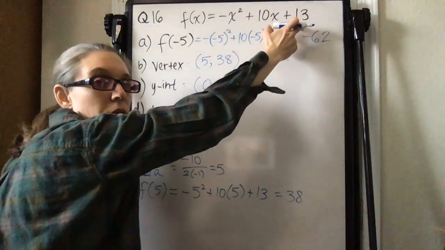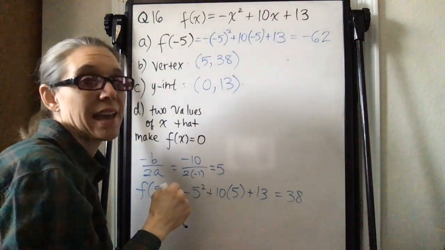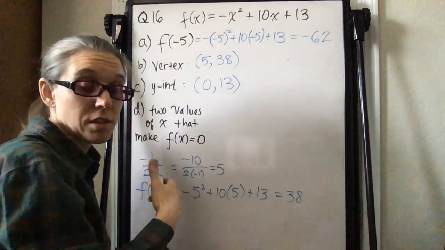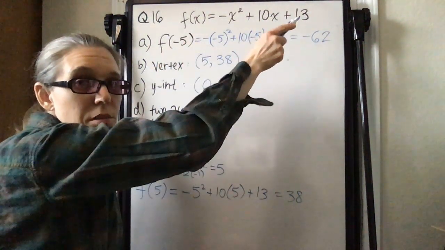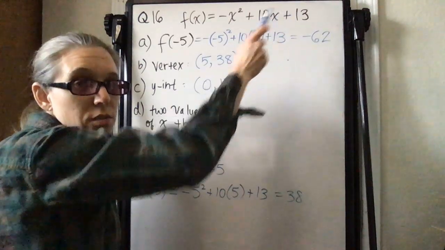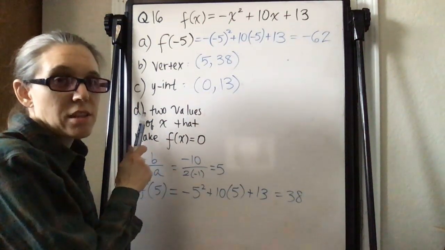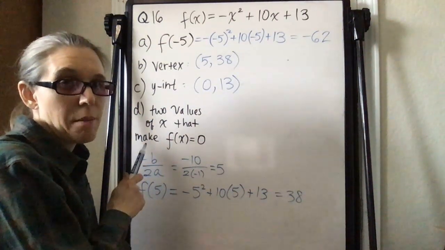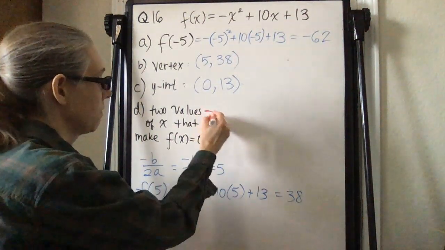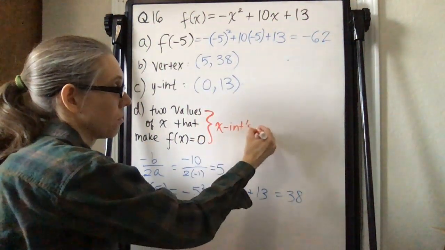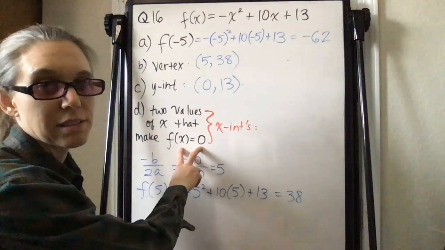Now this only works, remember, when you have ax squared plus bx plus c. c is not the same as k. The k that we were using in vertex form, or what the book calls standard form, is going to be your vertical shift. This is not the same thing as a vertical shift. This is the y-intercept. Lastly, the question says for part D, find the two values of x that make f of x equal to 0. This is a fancy way of saying find the x-intercepts, okay? Because the x-intercepts are the values that make f of x equal 0.